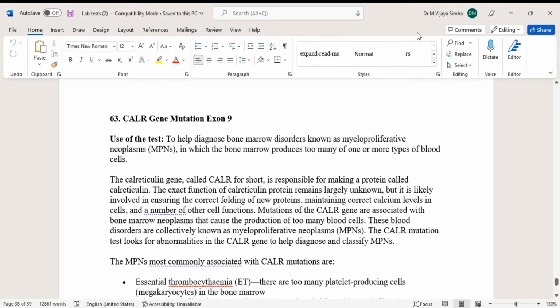Hello guys. Today we are going to discuss a laboratory test called CALR gene mutation exon 9. Why do we do this test? To help diagnose bone marrow disorders known as myeloproliferative neoplasms, in which the bone marrow produces too many of one or more types of blood cells.